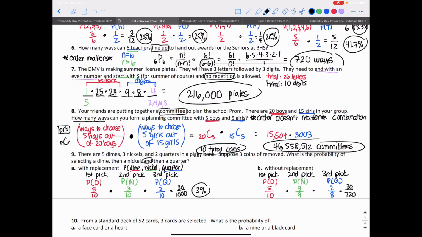Which is 720. 30 divided by 720 is about 40. Wait, did I mess this up? Not 40. It's about 4.2%.